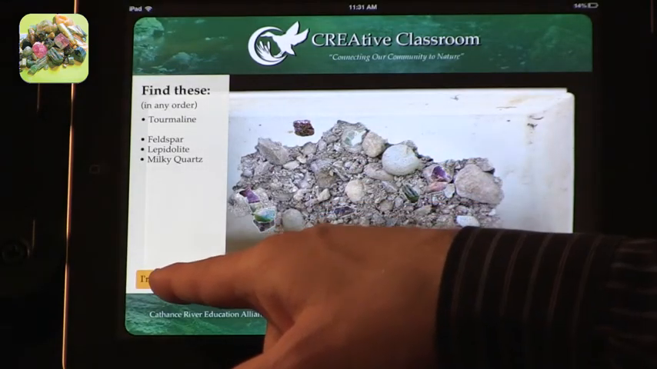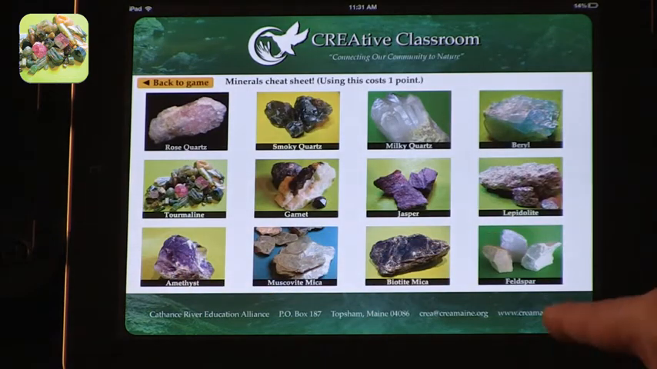And if you feel like you're stuck, you can always look around and go back to the main board that helps you identify all of them. So this is from Creative Classroom. It's called Mineral Hunt. The next app I want to talk about is an app I've talked about before.